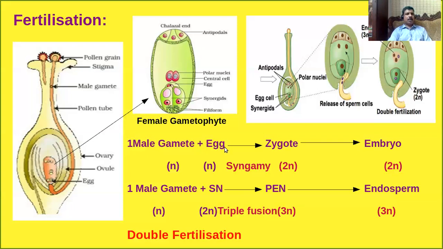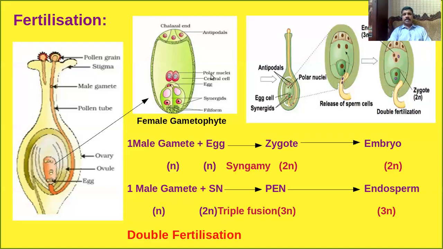One of the male gametes fuses with the egg cell to form a structure called a zygote. The zygote later develops into the embryo. Then how many male gametes are left? Yes, only one male gamete is left. That male gamete, the second male gamete, fuses with the central cell.